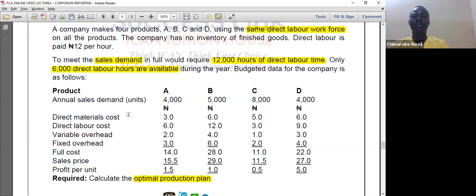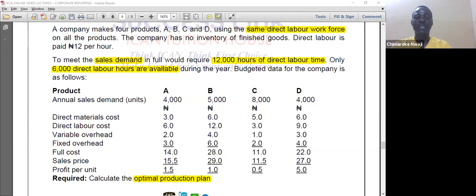So how do we solve this problem? Remember our steps. Our steps are important if we must conquer this question. So let's look at the steps and let's see how we can solve this question using these steps.